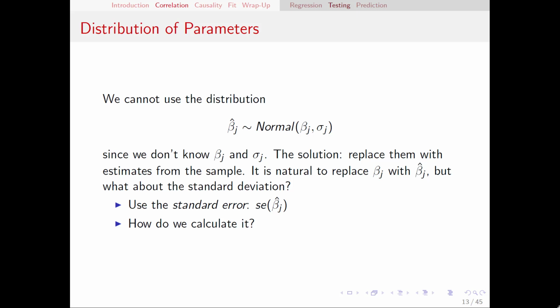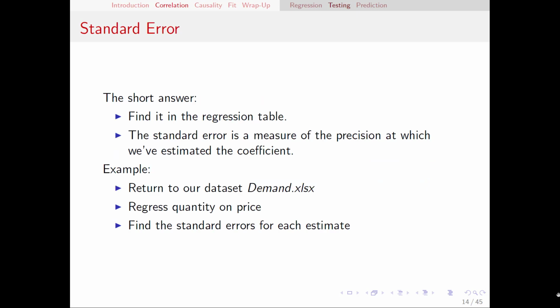Of course, we've already estimated beta, and our estimate for that is beta hat, but what about sigma? For this, we're going to need something new, and that's what we call the standard error. Each of our beta hat j's will have its own standard error unique to that estimate. You can think of the standard error as a measure of how precise our estimates are. The short answer to how to calculate the standard error is to find it in the regression table.